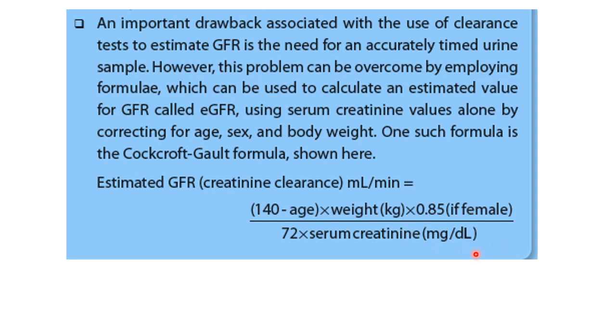So this is the formula which is called the Cockcroft-Gault formula for the estimated GFR, which is known as eGFR, and the formula is 140 minus age multiplied by weight in kg multiplied by 0.85 if the patient is female, divided by 72 multiplied by serum creatinine in milligram per deciliter.